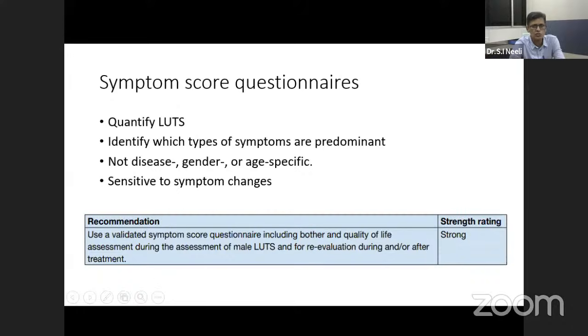They are sensitive to symptom changes, so they help in assessing the patients even after initiation of therapy, so that we can see how the symptoms have changed or how the treatment is effective in changing the symptom score.